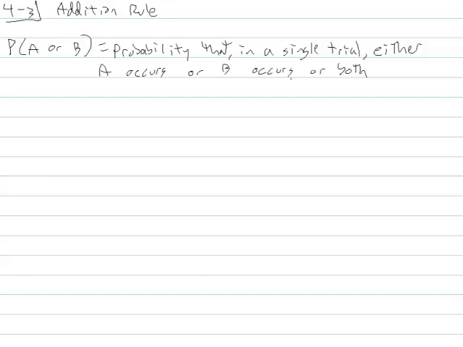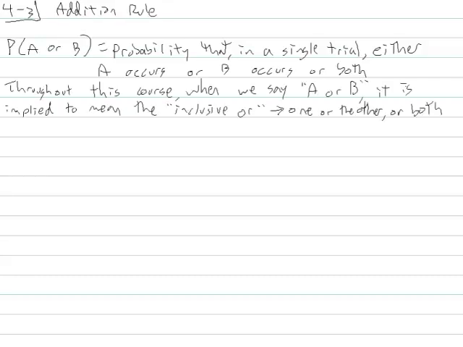In section 4.3 we have the addition rule, which is what we use to compute the probability of A or B, which is defined as the probability that in a single trial either A occurs or B occurs, or both. And throughout this course, when we say A or B, it is implied to mean the inclusive or, meaning one or the other or both, as opposed to the exclusive or, which would be one or the other, but not both.